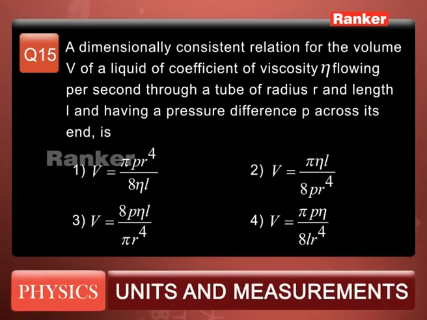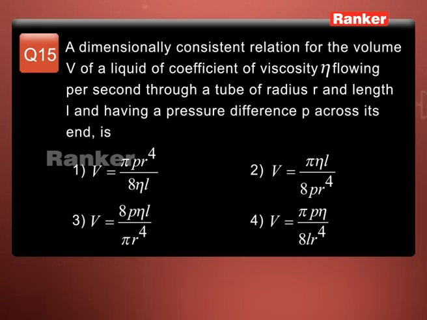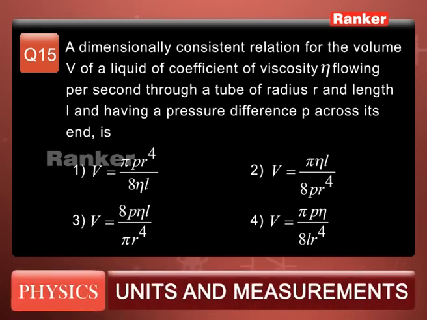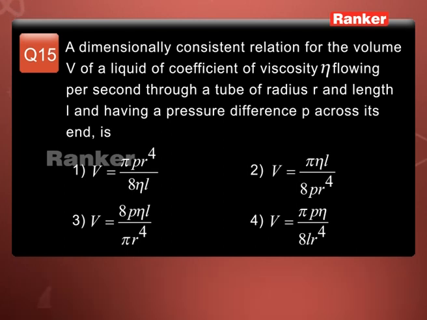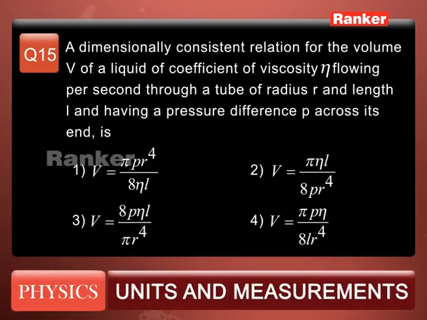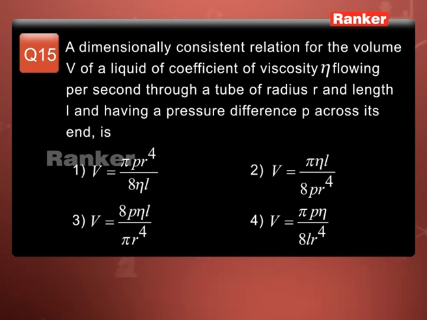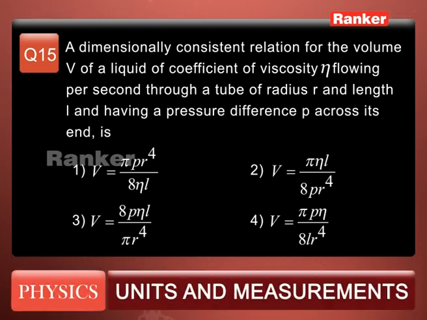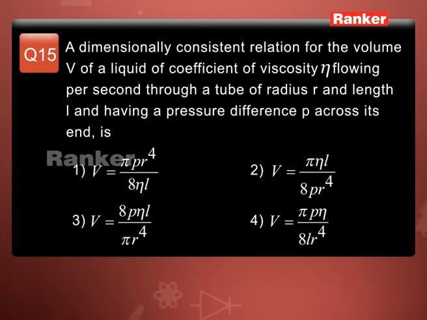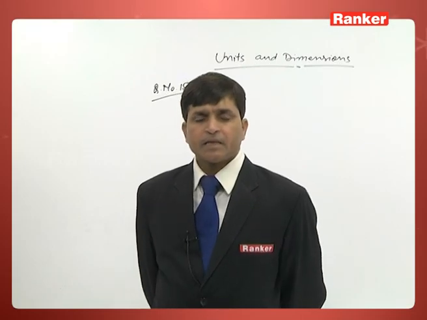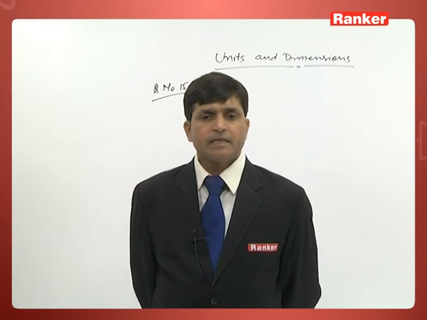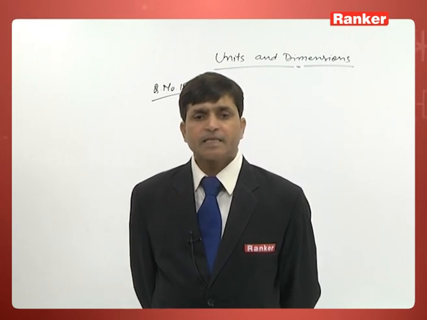First option here, volume V is equal to pi p r to the power 4 by 8 eta L. Second option here, pi eta L by 8 p to the power 4. Third option here, V is equal to 8 p eta L by pi r to the power 4. And the fourth option here, V is equal to pi p eta by 8 L r to the power 4. So we have to see which one of the four options is dimensionally consistent.